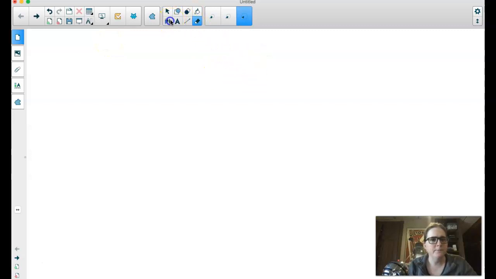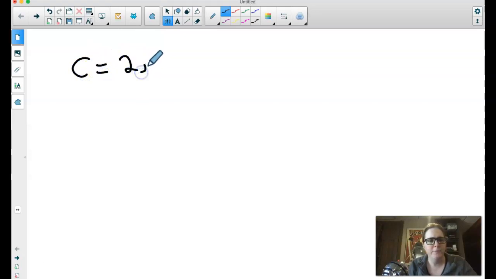So, first thing I'm going to have to do is find the circumference. So circumference is 2 pi times the radius. With your measurement of the radius, you have that info. And then that time you've measured, that is the period.